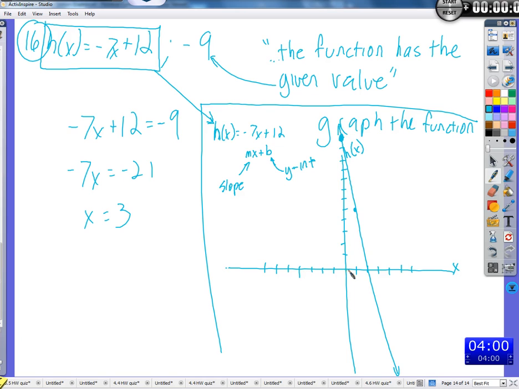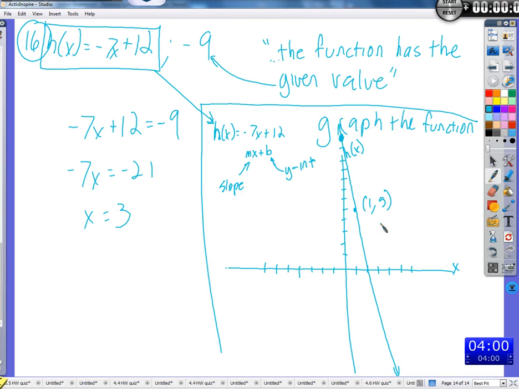So, for instance, for an input of 1 into this function, what's the output? What will you get out when you put in 1? 5. 5, and how do you know that? Negative 7 times 1 is negative 7. Plus 12. 12 minus 7 is? 5. Or I can look at the graph and see that there's this point at 1, comma 5. That also tells me the same thing. And if I input 1, I get out 5.